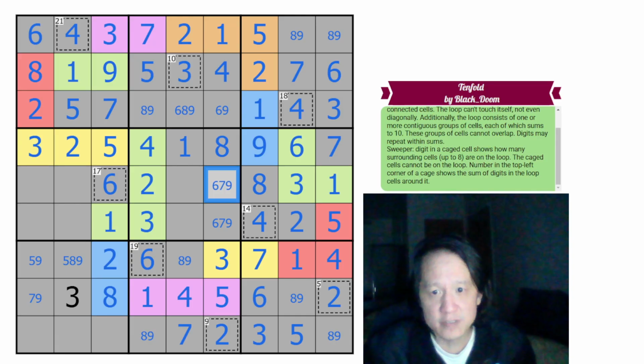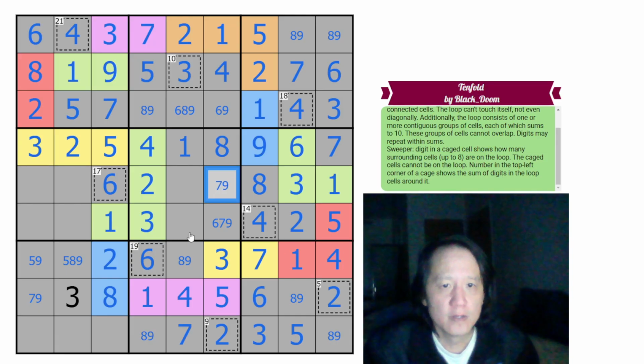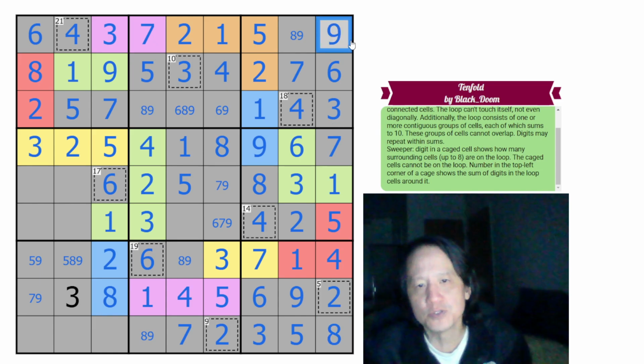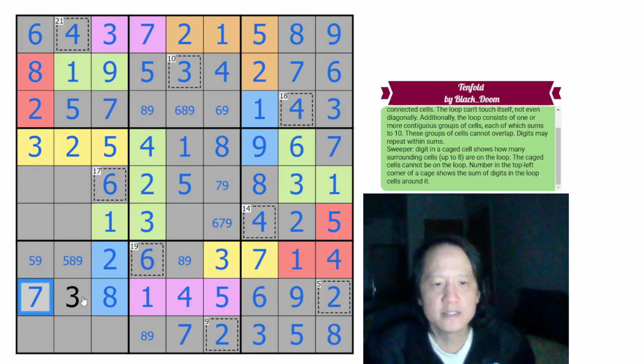This can't be 6. Where is the 5 in box 5? Cannot be here, cannot be here, so that must be here. This can't be 8 anymore, so that makes that 9, which makes that 8. And now we're just doing Sudoku, so that's a 9. This is an 8. This has to be a 7. This can't be 8 anymore, so this is 9, which makes that 8. This 9 makes that an 8.